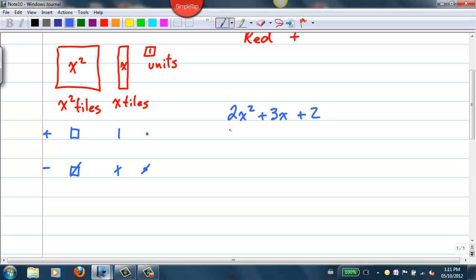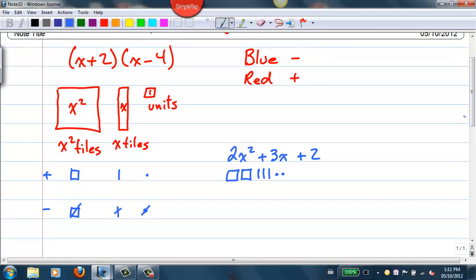So how would I represent 2x squared plus 3x plus 2? 2 squares, 3 lines, 2 dots. Bada bing, those are my tiles.